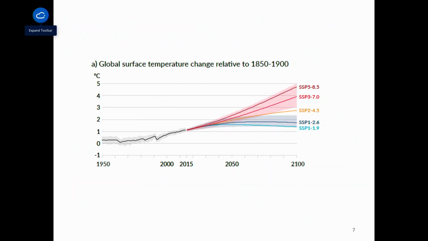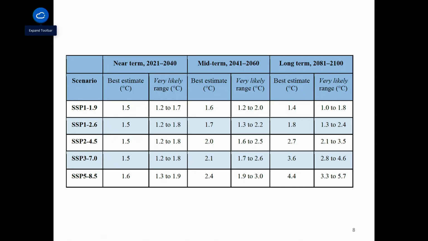So this is the global surface temperature reported and the ranges from all the different modeling exercises reported for these different emission scenarios. And that's summarized in the next table. And what you can see is that because of the long time scale of global warming, we'll look at 2081 to 2100.